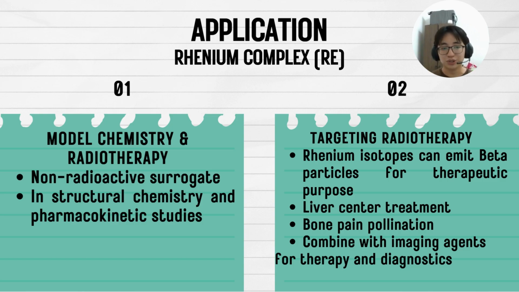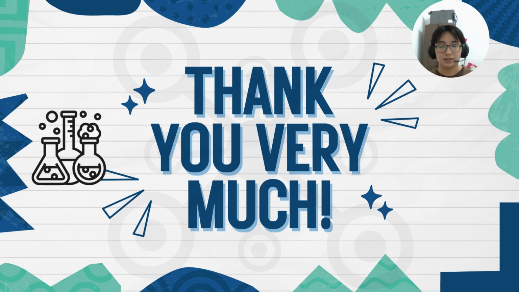Doctors will use these to treat liver tumors, relieve bone pain in cancer patients, as well as combine with special dyes so that they can see exactly where the treatment is working inside the body. It helps both in treating and tracking disease at the same time. So pretty much that's all for the applications for rhenium. That sums up the presentation for this video.